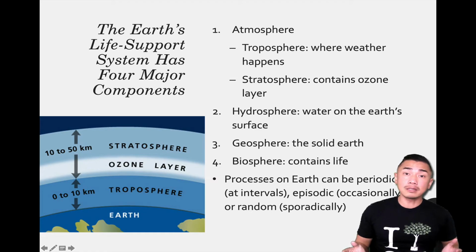There are processes that happen within and between these components. These processes can be periodic, or happen at intervals. They can be episodic, or happen occasionally, or they can be random, which means sporadic.